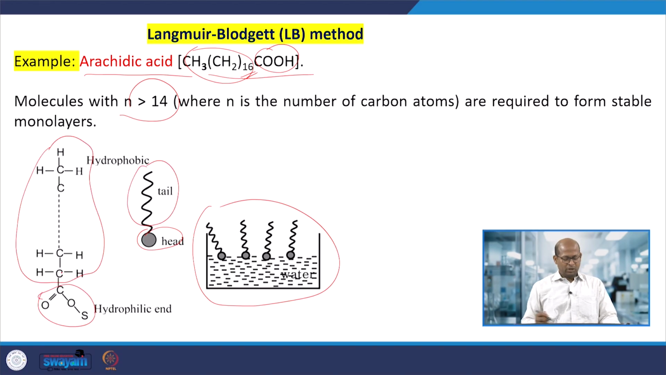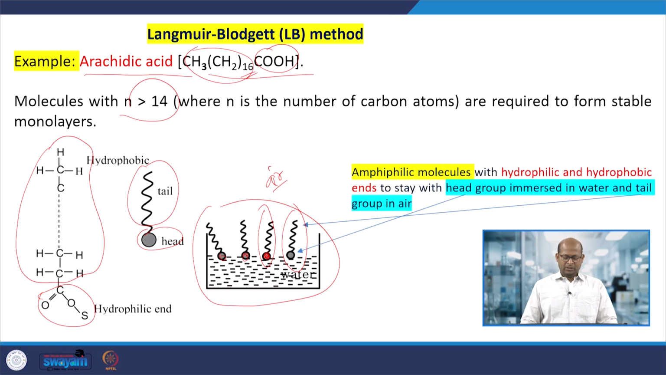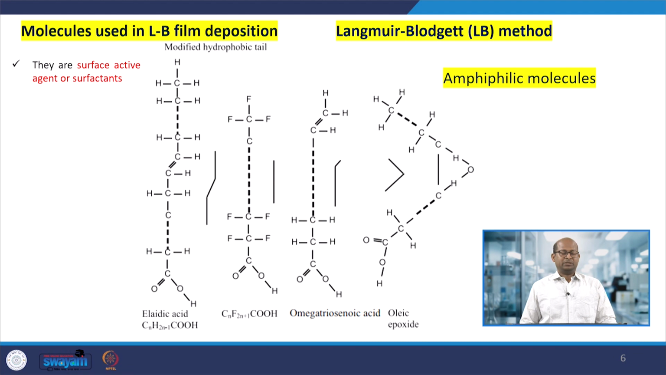The polar heads will interact with the water molecules, and the non-polar parts will remain in the air, so this type of configuration forms. Considering the properties of these amphiphilic molecules, we can make a particular film, and also with inorganic materials, such as metal precursors, we can make nanofilms or nanoparticles in the nano range. So using these Langmuir-Blodgett films, we can synthesize nanomaterials.